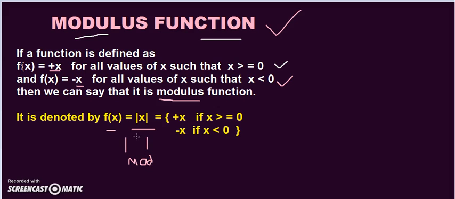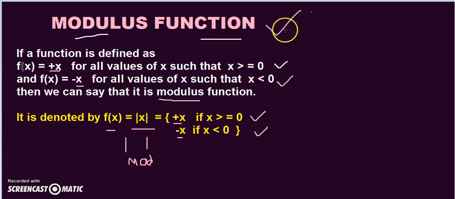So when we define any function with the help of this modulus symbol, we call this function a modulus function, and it results in positive x if x is greater than or equal to 0, and it returns negative x if x is less than 0. This is called a modulus function.